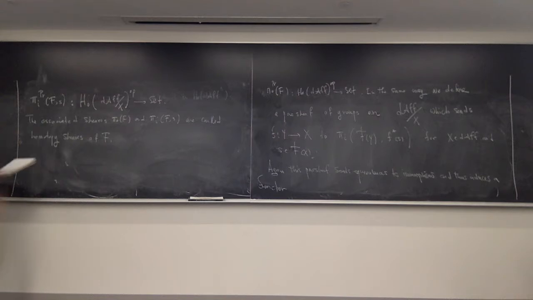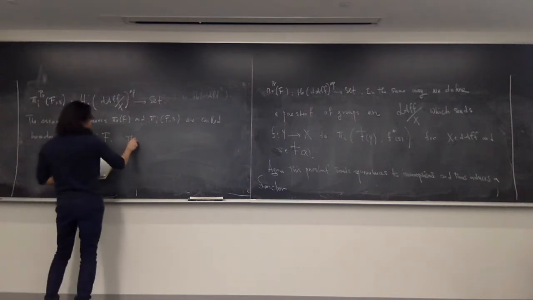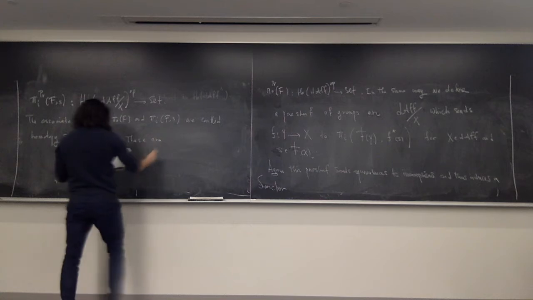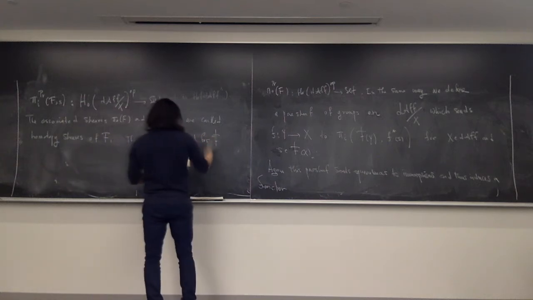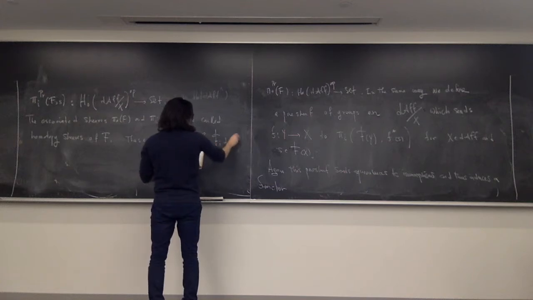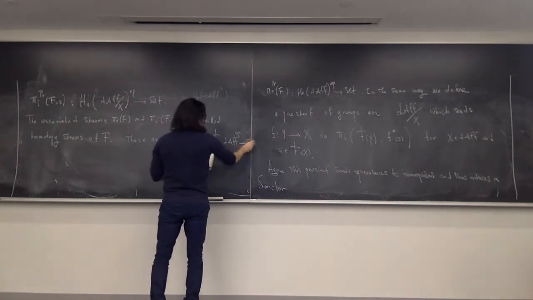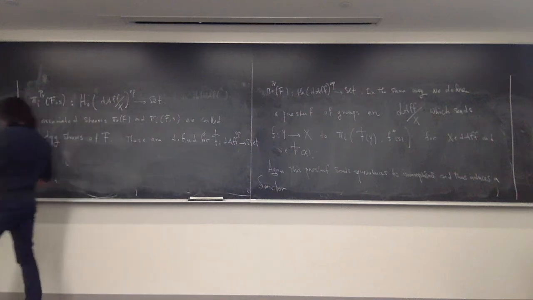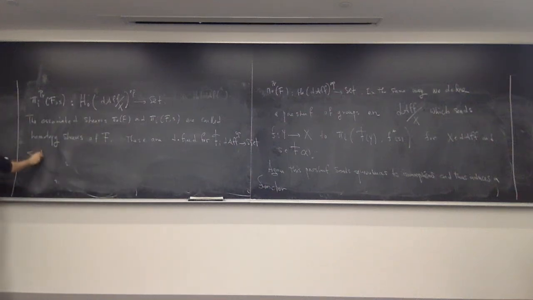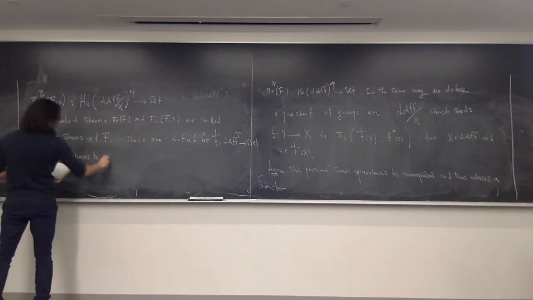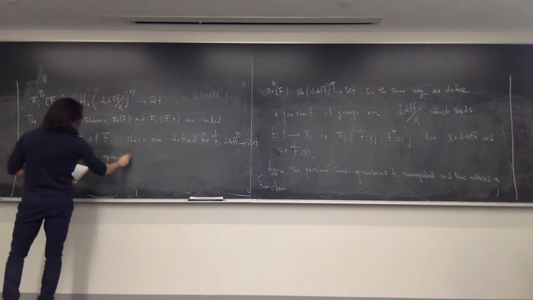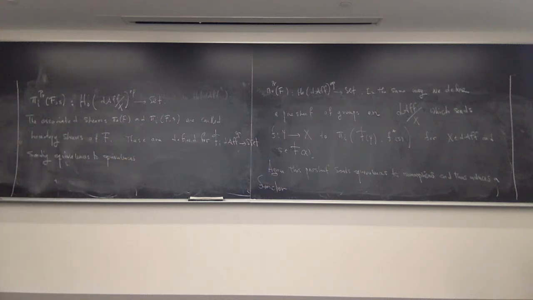Okay, so these are defined for F from the opposite category to groups, simplicial sets, sending equivalences, these sheaves, equivalences to equivalences. Oh, very good.